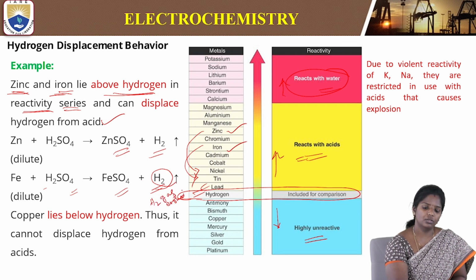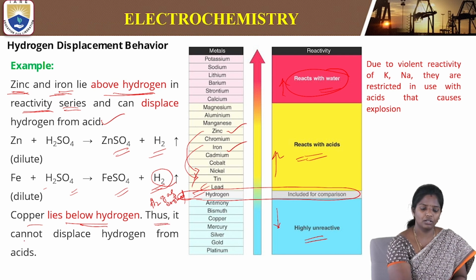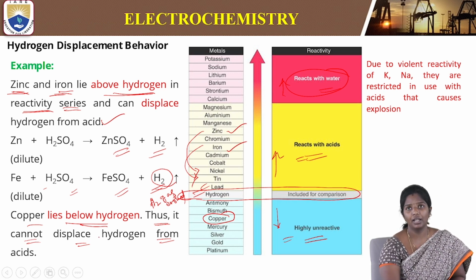So this has good applications in preparation of H2 gas. And then copper lies below the hydrogen, so there's no reaction, or it cannot displace hydrogen from the acids. See, copper is below, in the non-reactive or unreactive block, so it cannot replace the hydrogen from the acid.